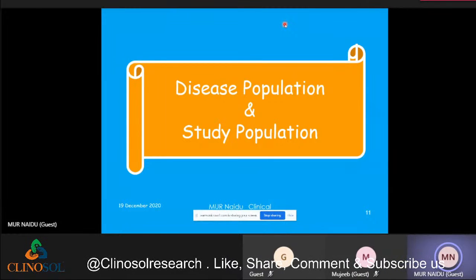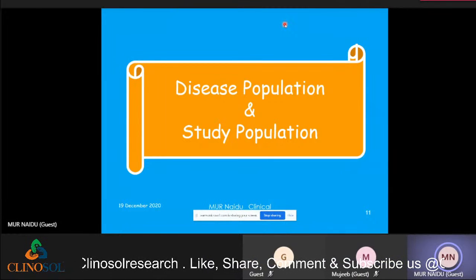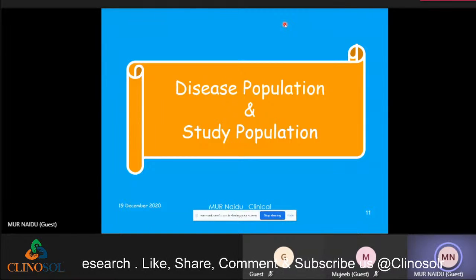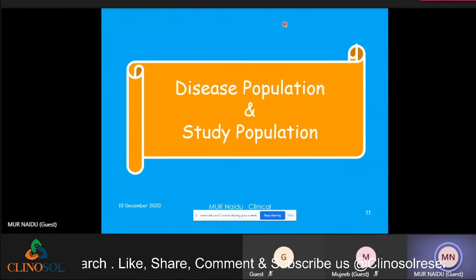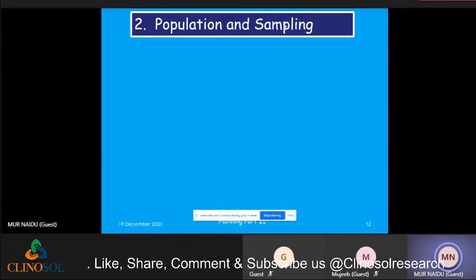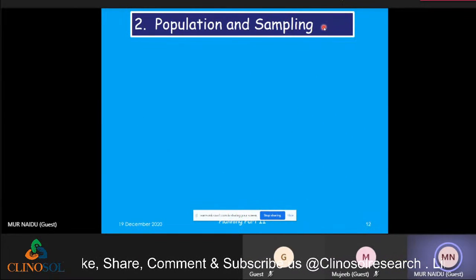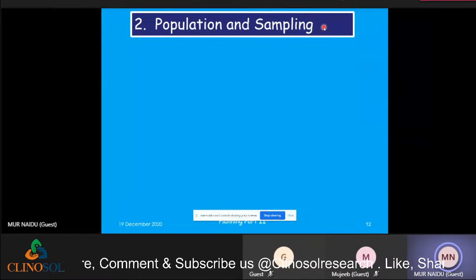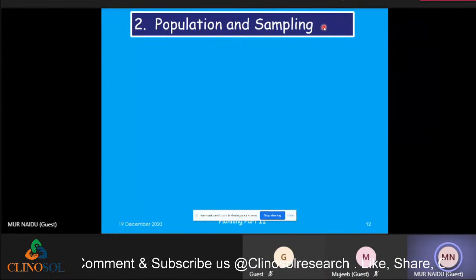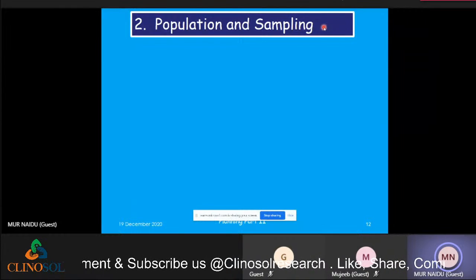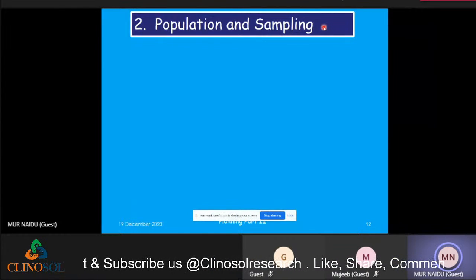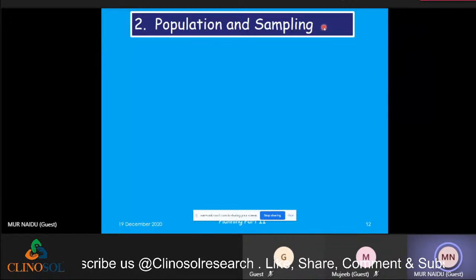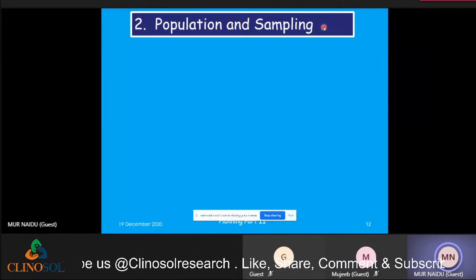Now we go for another very important thing: how you look for a disease population as per your indication, and from the disease population how you go for your study population. Population and sampling is one of the very, very important activities in any clinical research. If you are not properly selecting your population for a particular disease and correctly taking a sample, whatever data you are generating will not be valid. So this is a very important step to understand.